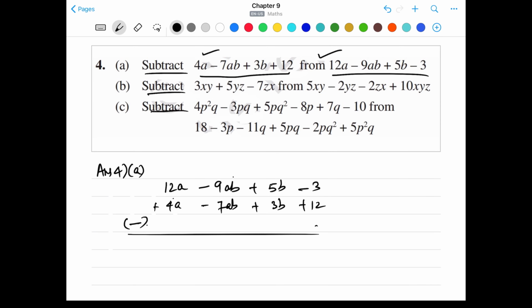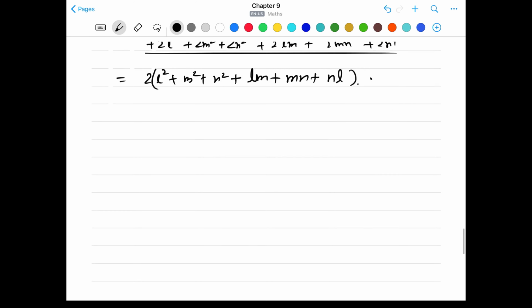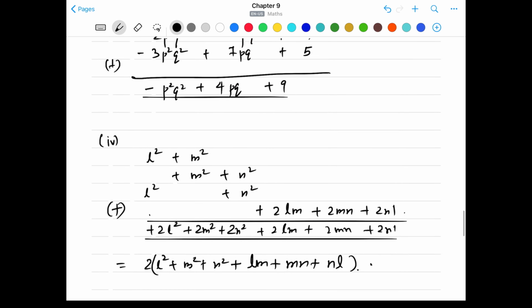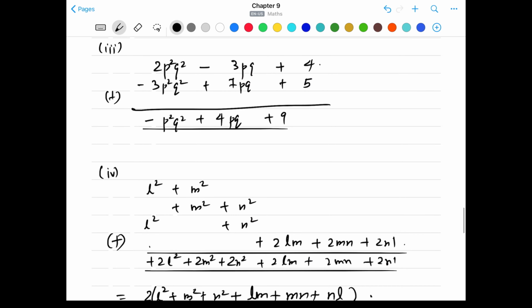Now the sign of all the terms will be reversed. This plus will change to minus, this minus will change to plus, this plus will change to minus, and plus will again change to minus. So in case of addition, there is no change in the sign. You will directly add or subtract the terms, while when you are subtracting, you will put the minus sign in the bracket here, and you have to reverse the sign of all the terms.